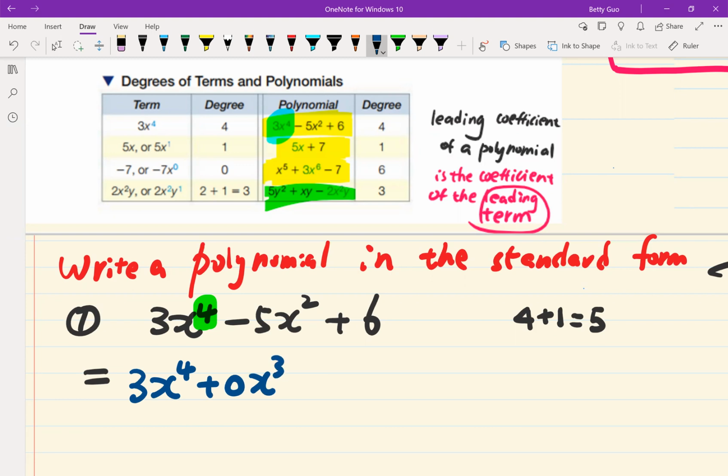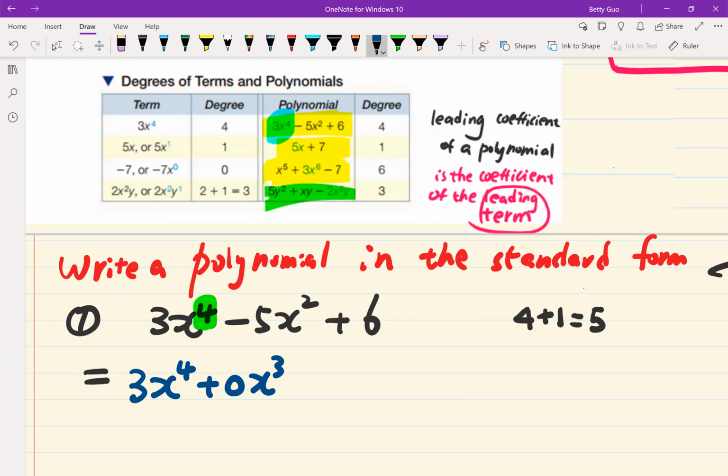The reason you do not have x cubed in the polynomial is because the coefficient of that term is 0. 0 times anything is 0, right? It won't change the polynomial, but you have the term with degree 3. Do you see what I'm talking about?